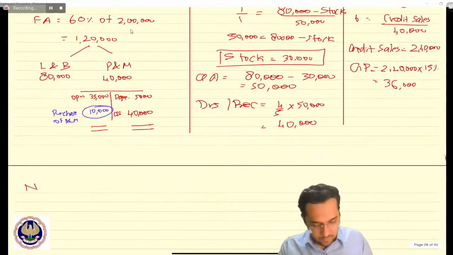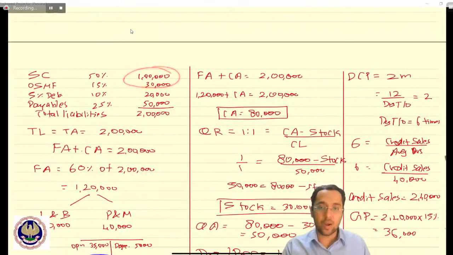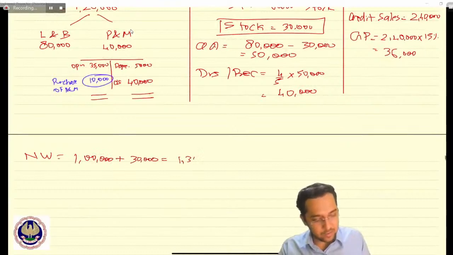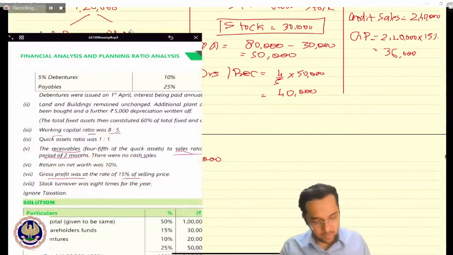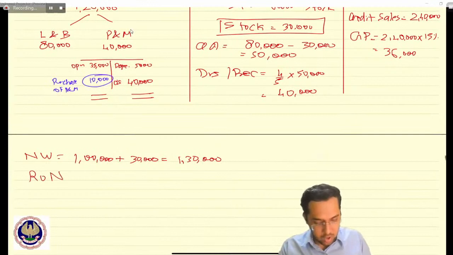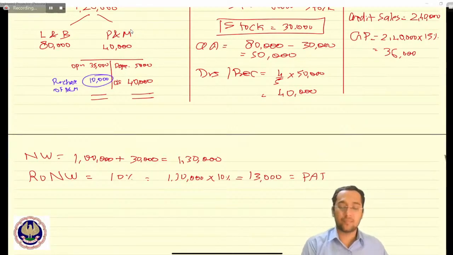Then coming to the next part, which is about the net worth. Now, net worth, we know it is all owned funds. So owned funds is like this, these two, 1 lakh plus 30,000, which is 1,30,000. And we have the number as return on net worth is 10%. That is, I can say 1,30,000 multiplied by 10%, which is 13,000. And this 13,000 is nothing but our profit after tax, or net profit, you can say.